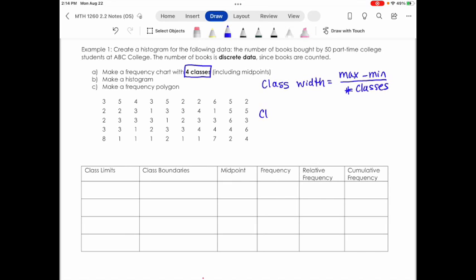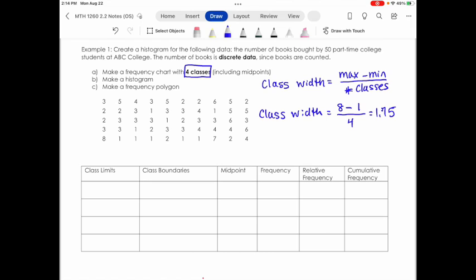So for this specific example, when we look through all this data, we're going to find that the maximum value is 8, and the minimum value is 1. And because we want 4 groups or 4 classes, we're going to divide by 4. And that will tell us how wide our bars are going to be, or how wide our groups are going to be. When I take 8 minus 1, that's 7, and I divide by 4, we're going to get 1.75.